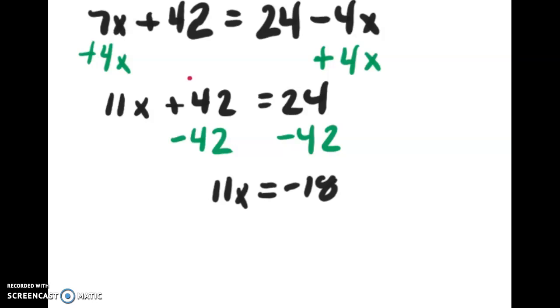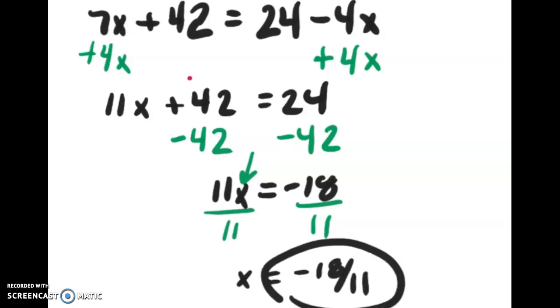And now last, because this is 11 times x, and I want x by itself, I do the opposite of multiplying by 11. I divide both sides by 11. And I end up with negative 18 over 11. So this is the number I'm going to put in there.